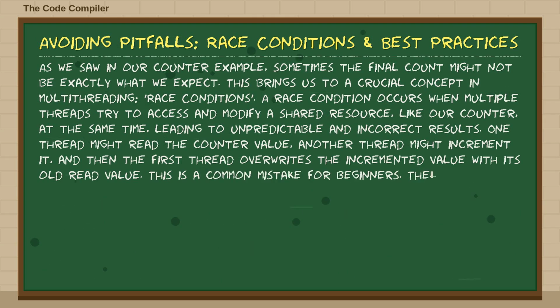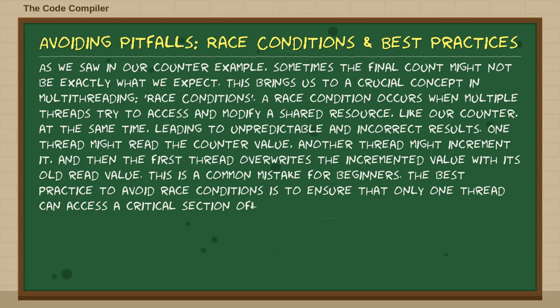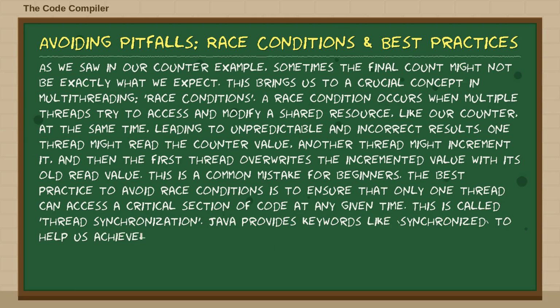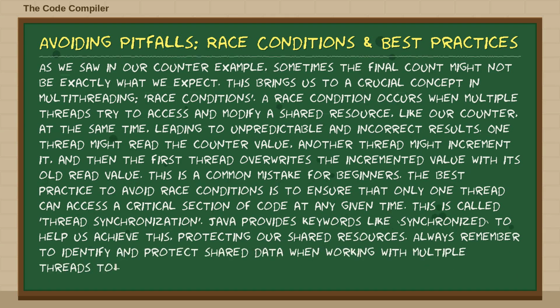The best practice to avoid race conditions is to ensure that only one thread can access a critical section of code at any given time. This is called thread synchronization. Java provides keywords like synchronized to help us achieve this, protecting our shared resources. Always remember to identify and protect shared data when working with multiple threads to ensure data integrity.